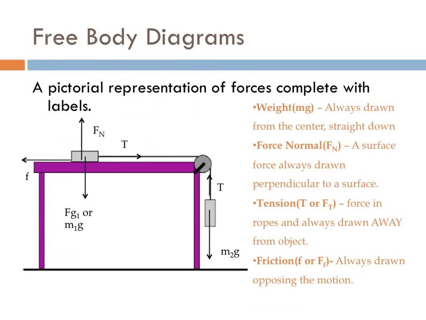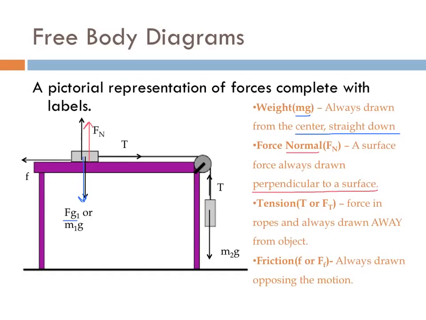Remember that dealing with force problems, we need to always draw a free body diagram. What that means is we need to draw all our forces acting on our object. So the forces that we normally deal with are weight, which you can label as mg or F subscript g. And this is always drawn from the center straight down. The other forces are a normal force. Again, this normal force is created by a surface, so it's always drawn perpendicular to your surface.